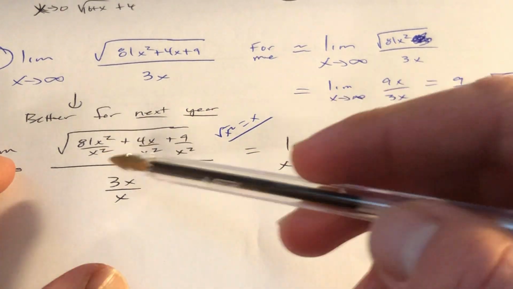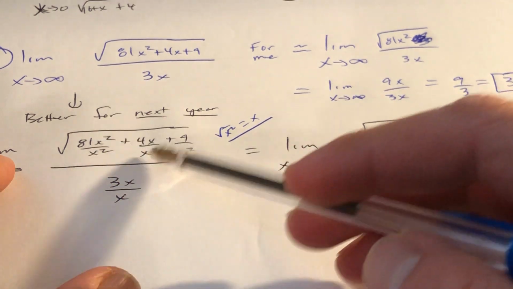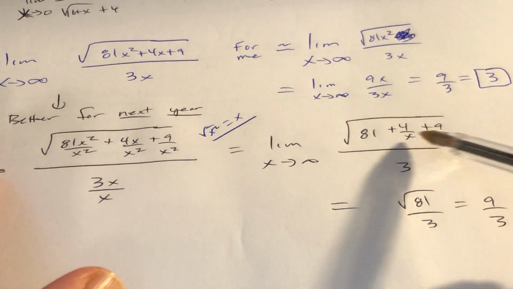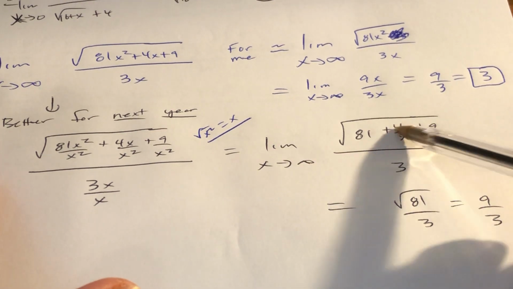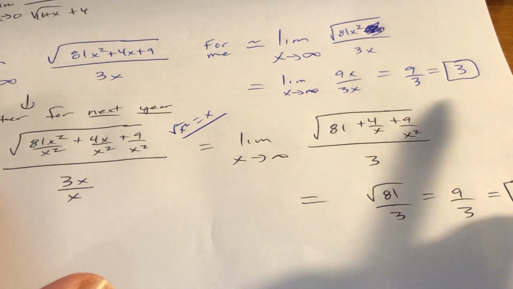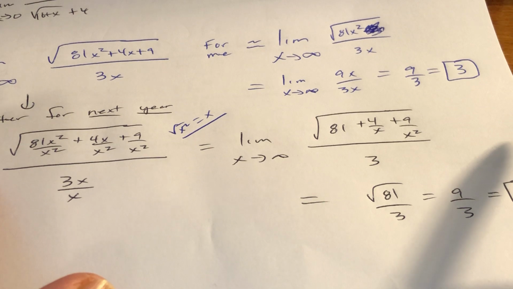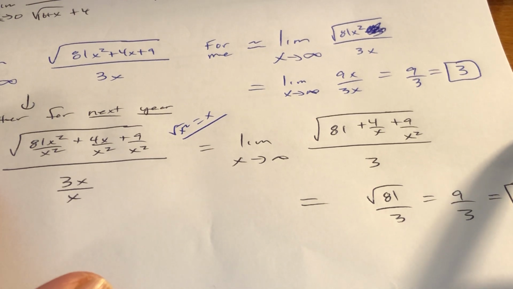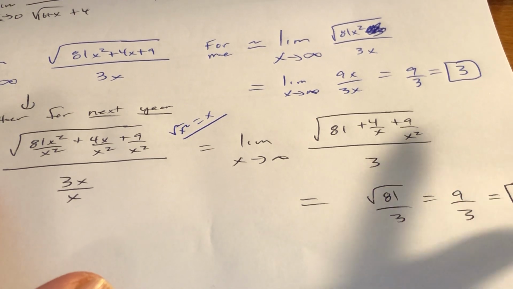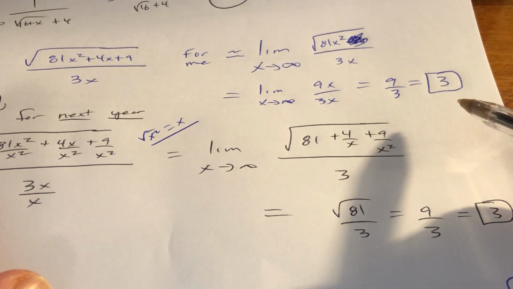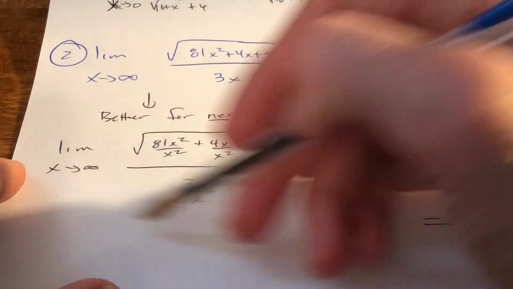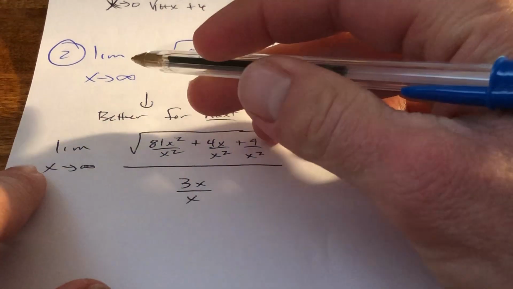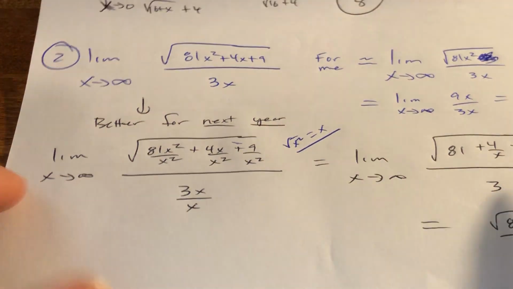When I divide everything essentially by a power of x here, up top I'm left with this. Now I can let x go to infinity, because this is going to be 0 and this is going to be 0. 4 over infinity and 9 over infinity are both 0. So then I get the square root of 81 over 3, which is 9 over 3, 3. So know both, but again, if you're going to take Calc 1 again at the on-campus university, know how to do it that way.